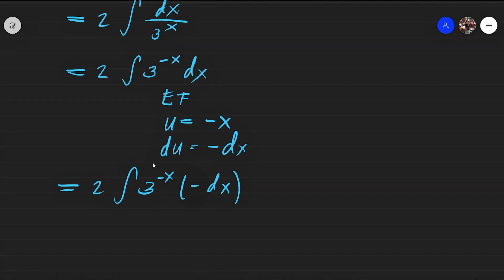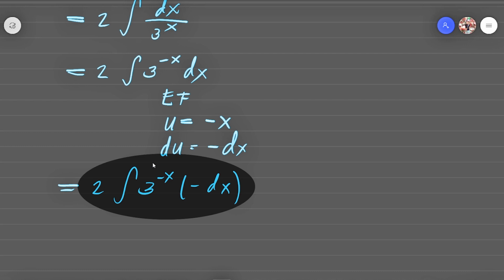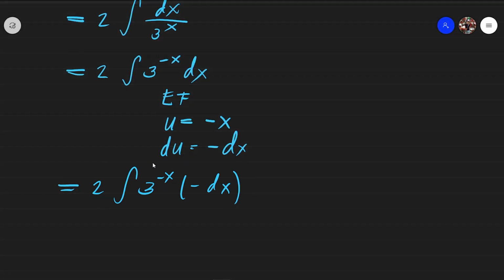Because of this negative sign here, this quantity is not exactly the same as the previous one. So you have to manipulate again. You have to introduce the correction factor -1, or multiply this by negative. So this will be -2. So this is equal to -2.